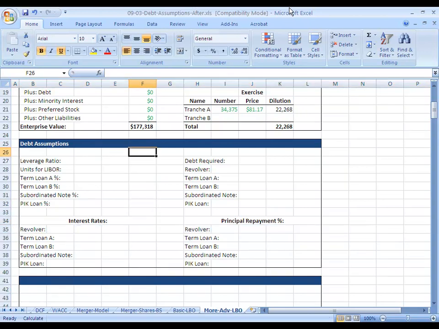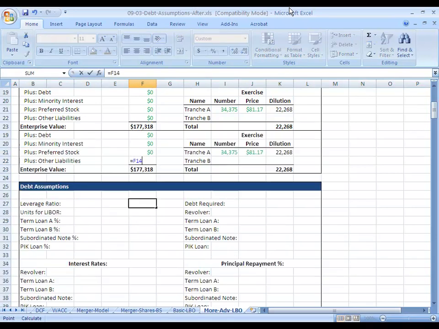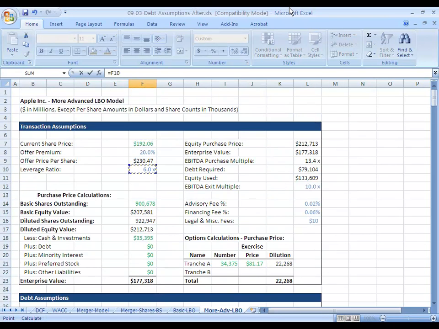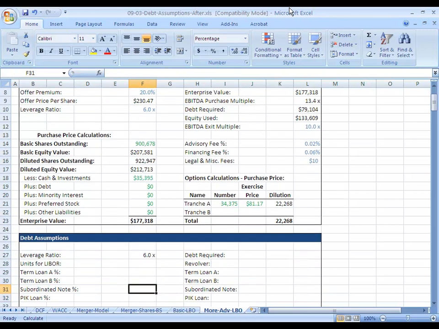To begin calculating this, first I want to link in from the leverage ratio right above. Remember, we said that unlike the other model, with this one we're not using a percentage. We're assuming that Apple can instead raise 6x of its previous year's EBITDA. For the debt required, we can also link up to the top.